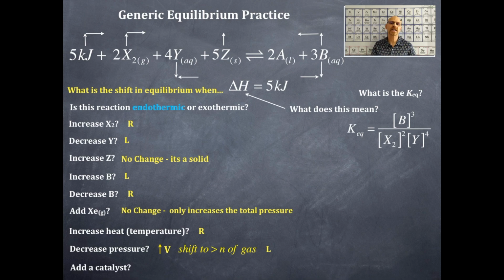All right, now we're going to add a catalyst to this reaction. So there's no change in the equilibrium when you add a catalyst. It lowers the activation energy barrier. That's the E sub A. Okay, it increases both the forward reaction and the reverse reaction.